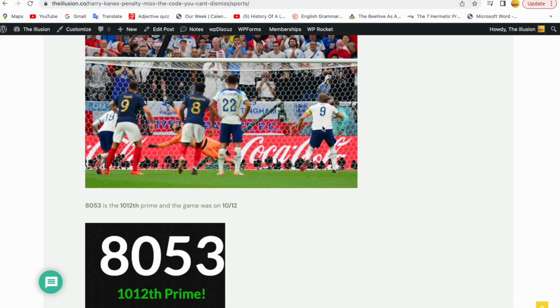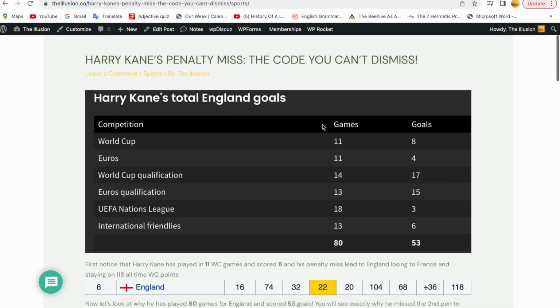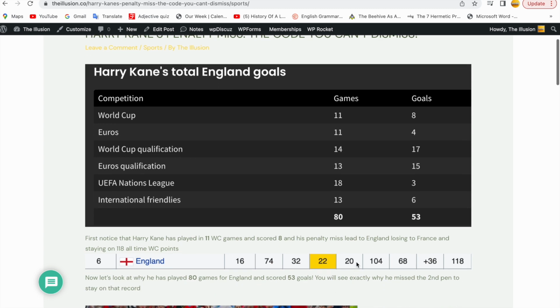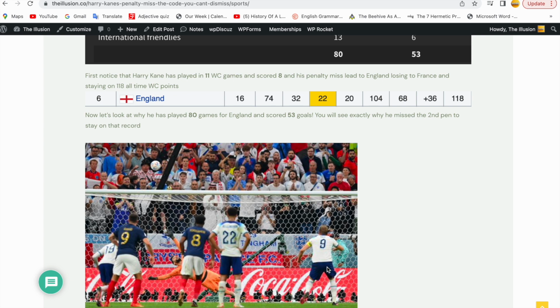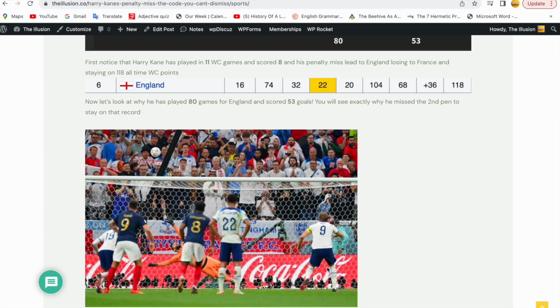Harry Kane was born exactly 79 years after World War I began, the 22nd prime. He was born exactly 22 weeks after Bobby Moore died, who was the captain for England in '66. England stayed on 22 draws at the World Cup. Got the 20th loss, stayed on 22 draws in 2022. 20 plus 22 is 42, like they won their only World Cup final 4-2.